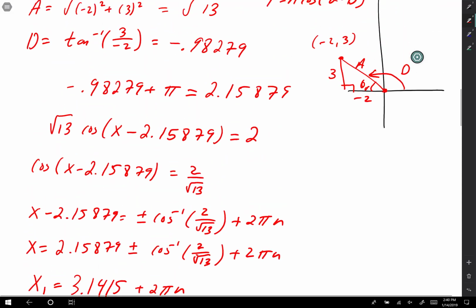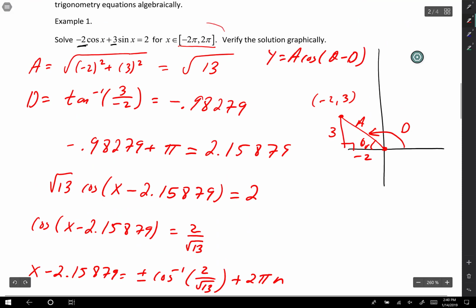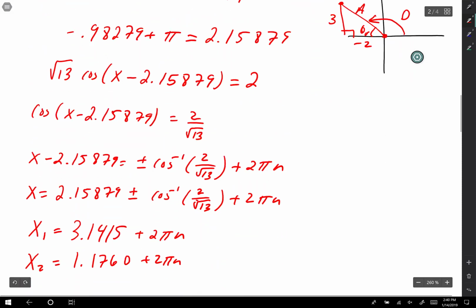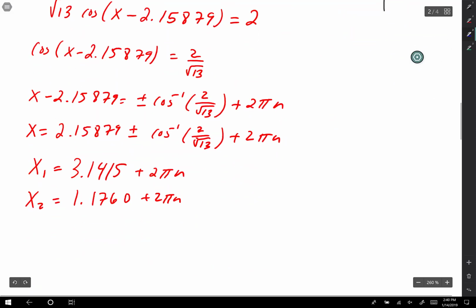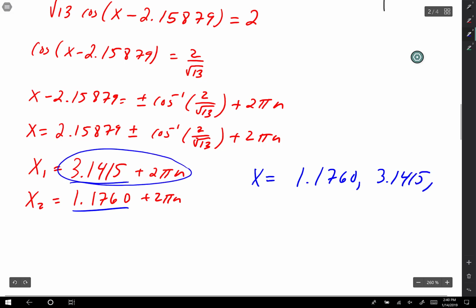Here we go. The domain is between negative 2 pi and 2 pi. So here are my solutions. I'm going to put it in blue, guys. X equals 1.1760. Another answer is pi, 3.1415. Another answer, if I subtract 2 pi, so pi minus 2 pi is negative 3.1415. And then another answer is this, 1.1760 minus 2 pi.